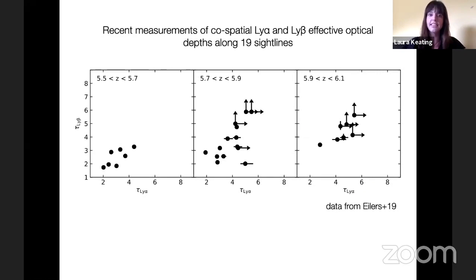But as well as just looking at these sightlines generally and saying, oh, look, we get these dark sightlines with some Lyman-beta, you can also be more quantitative about this. And there was a really nice data set recently from Christina Eilers showing co-spatial measurements of the Lyman-alpha and Lyman-beta effective optical depth. So along the same sightline, measuring both these quantities. And I'm just showing here the data binned in 3 different redshift ranges. And it was shown in that paper that this data is challenging to match with the uniform UV models, temperature fluctuation models, and so on.